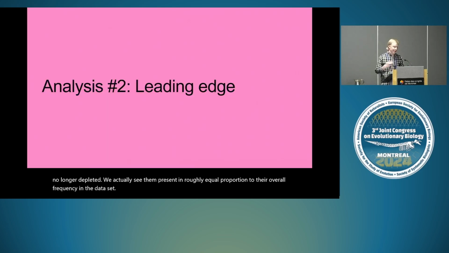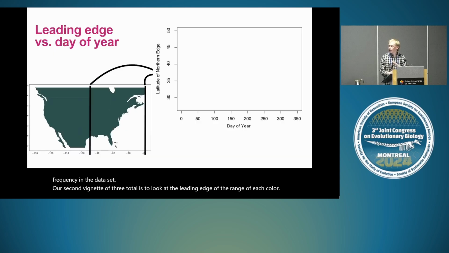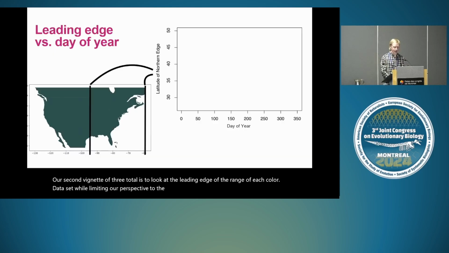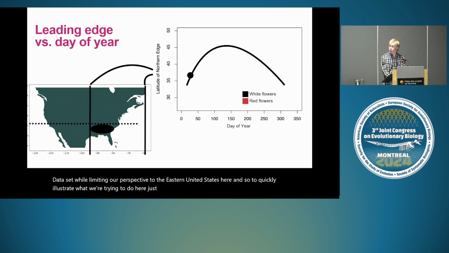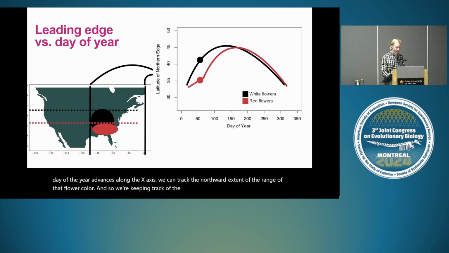Our second vignette of 3 total is to look at the leading edge of the range of each color in our data set, while limiting our perspective to the eastern United States here. And so to quickly illustrate what we're trying to do here, just consider the range of one flower color. And as the day of the year advances along the x-axis, we can track the northward extent of the range of that flower color. And so we're keeping track of the northern latitude of this range.